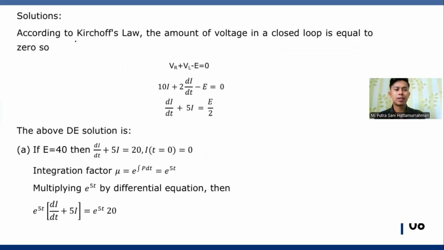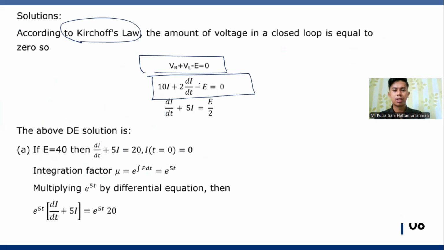That is the formula, and if we substitute the values in the equation, we have this, and then we can move E to the right side. Why can it be E over 2? Because we make it simpler. So 10 divided by 2, and 2 divided by 2, and also minus E divided by 2. So we have like this.